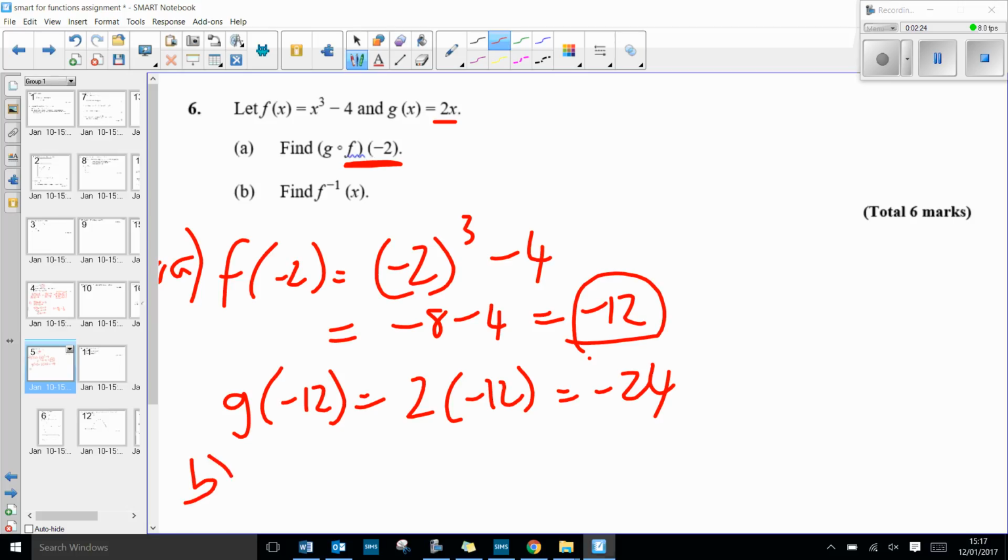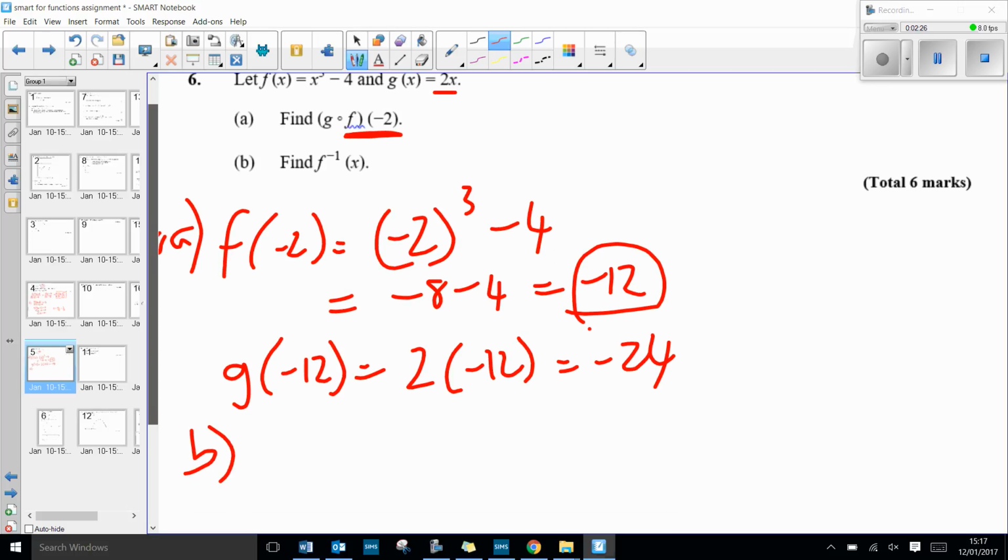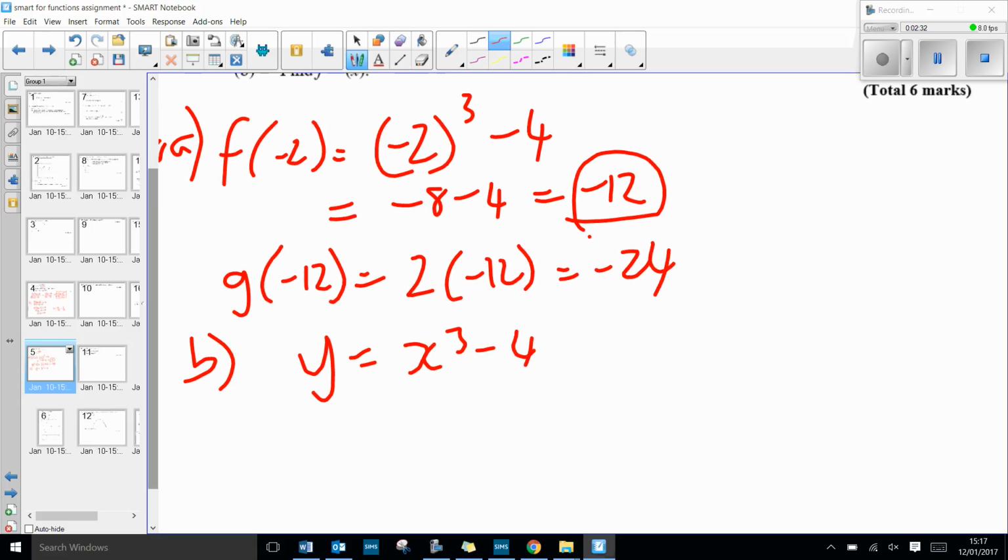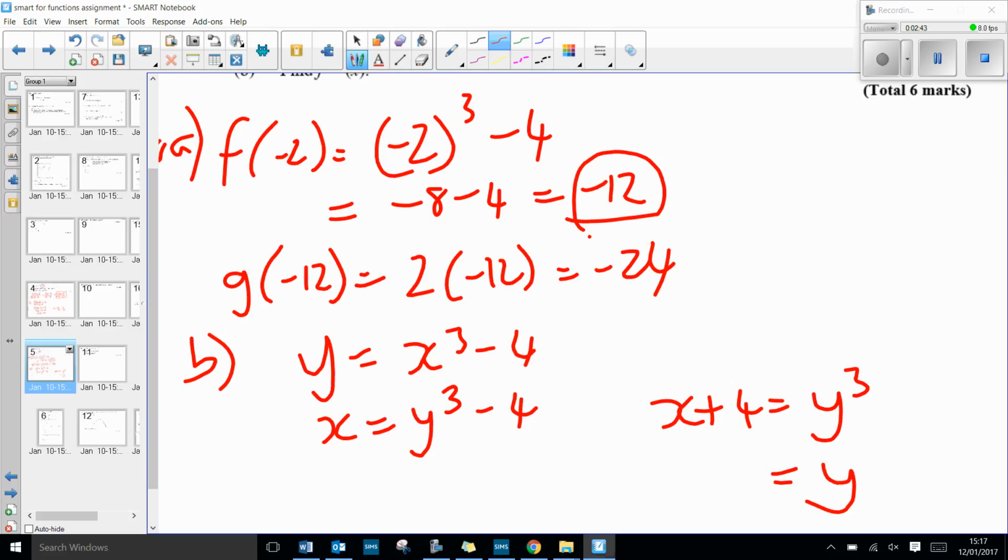Part B, find the inverse of f, so we write y equals x cubed minus 4. Interchange the x and y. Rearrange. Done.